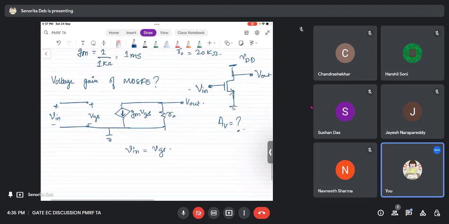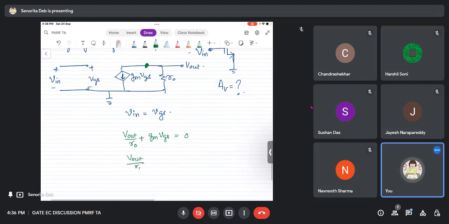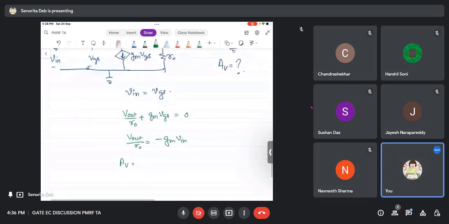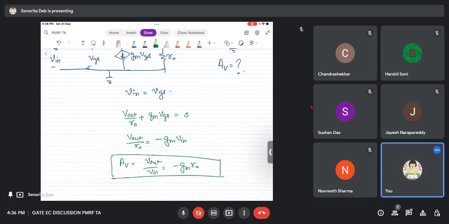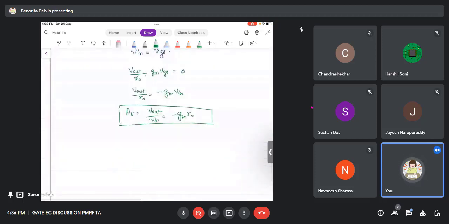So now what will happen? V in is equal to VGS, that you can see, right? Now let us apply KCL at this point, at V out. So what will be the KCL equation? It will be V out by R naught plus GM VGS equals 0, right? Now you just put the value. V out by R naught is minus GM VGS. In place of VGS I am writing V in. Therefore AV, which is V out by V in, is minus GM R naught, right? This is the voltage gain of the MOSFET.